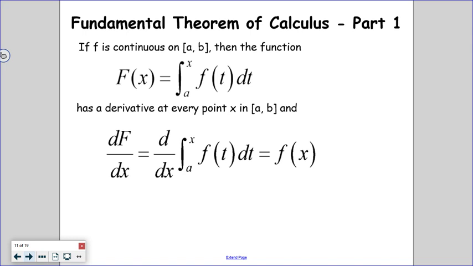Say that question again. Of the function inside the integral. Yep.